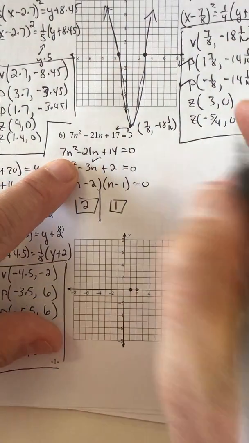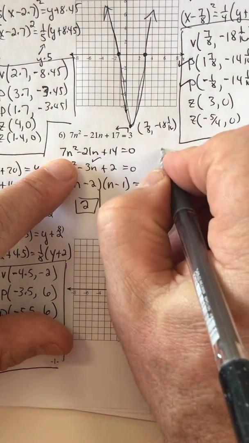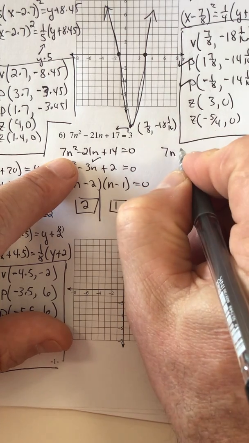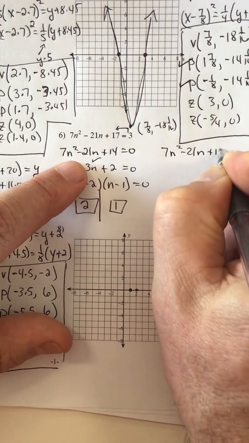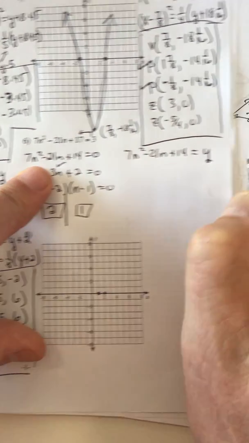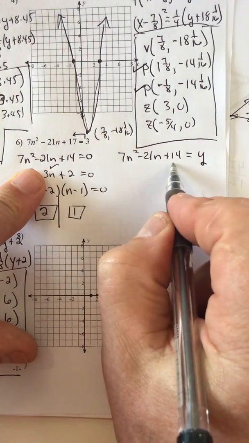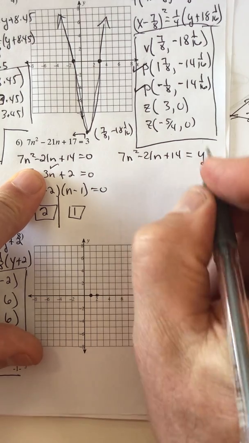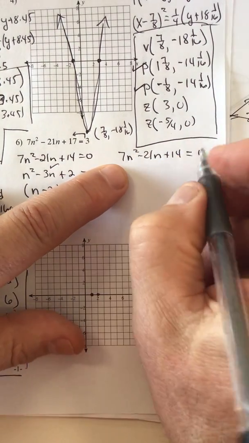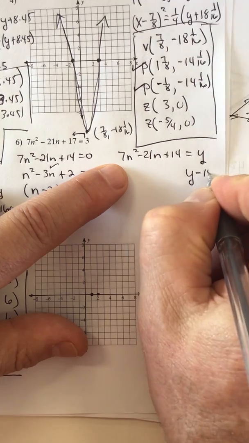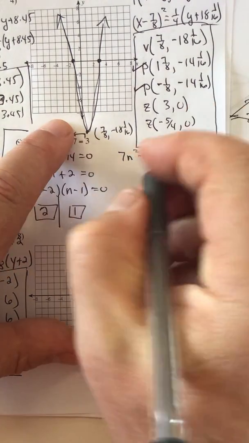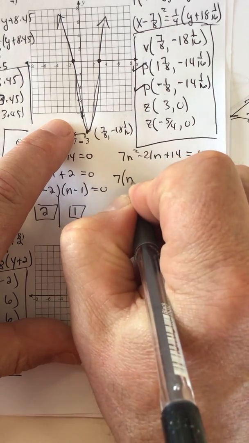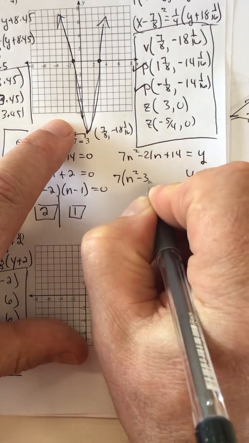Okay, but to find the vertex, you cannot divide out that 7. So we factor it out later. So it's 7n squared minus 21n plus 14 equals y. See, now I can't divide everybody by 7 because of the y. So I'll move the 14 to the other side. So it'll become y minus 14. So now that part's gone. And I am going to factor out the 7. So I'm going to divide out the 7, leaving n squared minus 3.